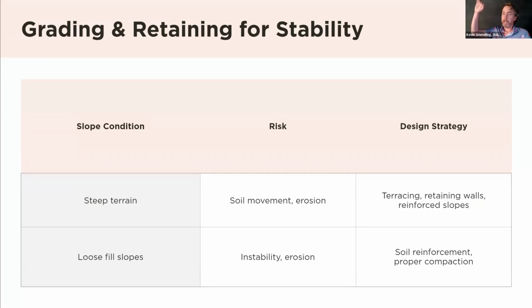So you can do soil reinforcement, you can compact it, or you can use vegetated slopes to help sustain that. If it's something on the high side of your building, that's an option. But if you're thinking about your foundation and where you want to put the building pad, that could be a consideration and a possible solution as well.